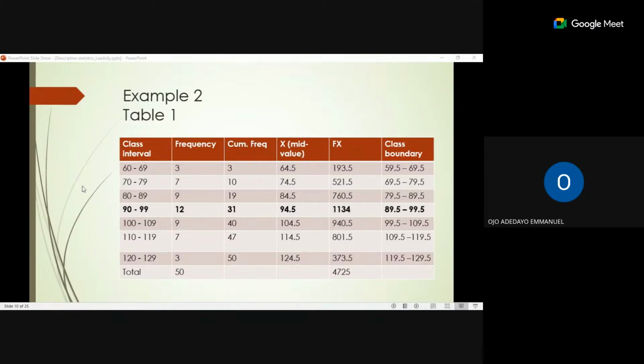Is either we count our hand, or we use 69 minus 60 plus 1, or you subtract the upper class boundary minus the lower class boundary. Or you subtract 70 minus 60 or 79 minus 69. So any method that you use, you will still arrive at the same answer. Do we get that, please? Yes, sir. Thank you.